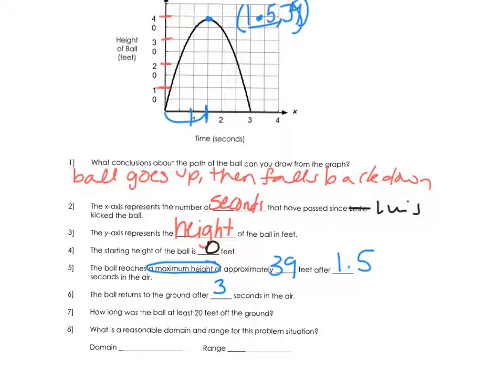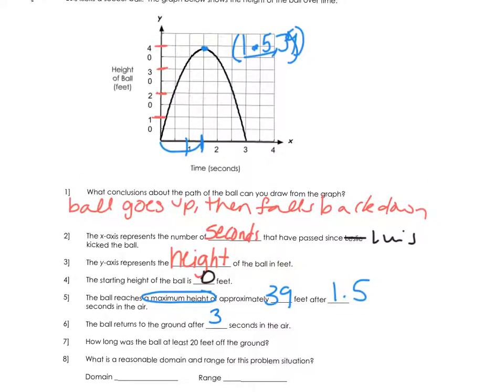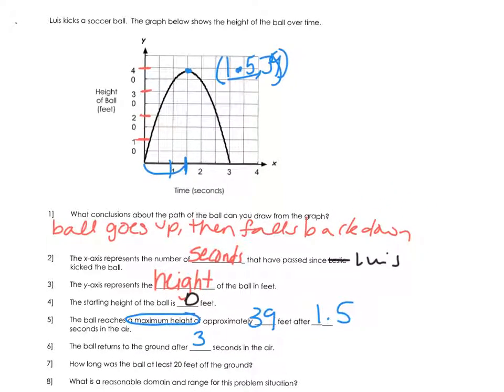Number 7 is kind of tricky. Baylor, can you read 7 for me? How long was the ball at least 20 feet off the ground? Beautiful job. So I want to know, for how many seconds was it 20 feet off the ground?